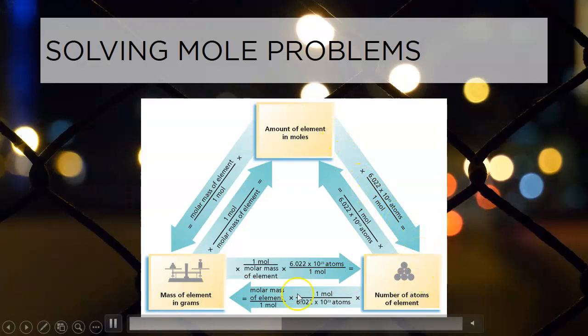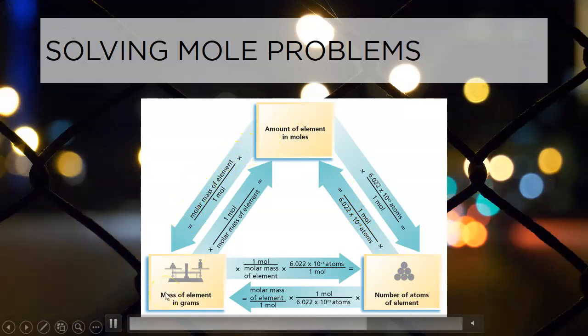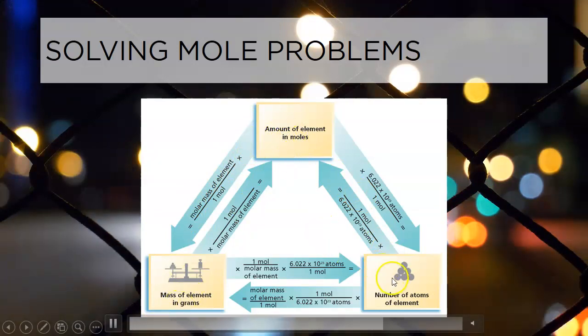Now notice, they link the bottom two with arrows, but really there's no direct path between mass and atoms. We have to go through the mole. So to get from mass to number of atoms, I have to divide by molar mass and multiply by Avogadro's number. To get from atoms to mass, I have to divide by Avogadro's number and then multiply by the molar mass. So I always have to go through moles to get from one side of the triangle to the other.